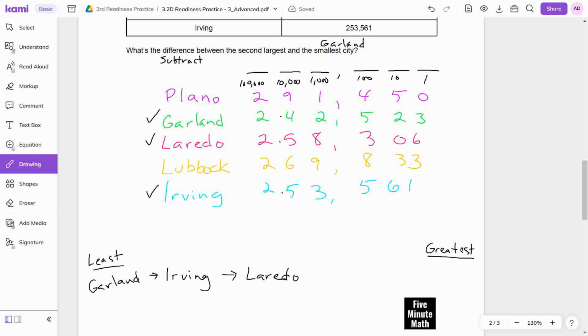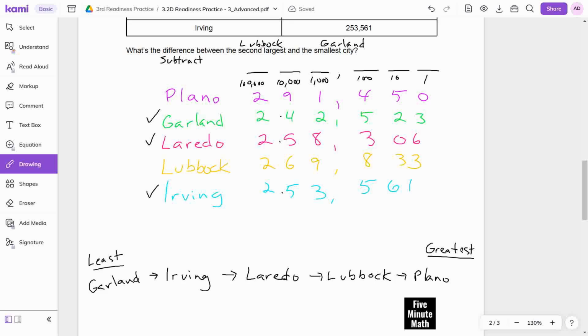All right, so now I'm going back to my 10,000s. I've only got Lubbock, 269, 291. We see Lubbock, 269 is going to be our second largest. That's the one we're needing right here. And just to round it out, we have Plano as our largest.